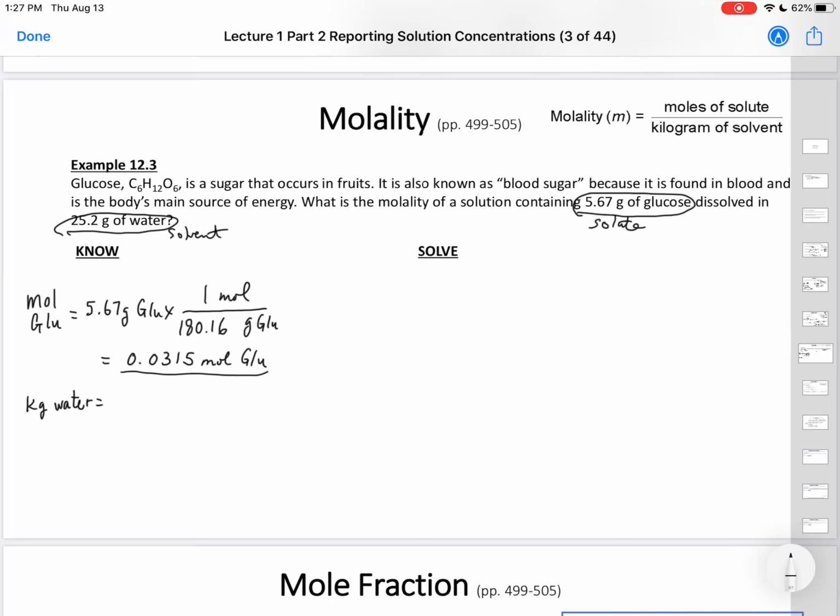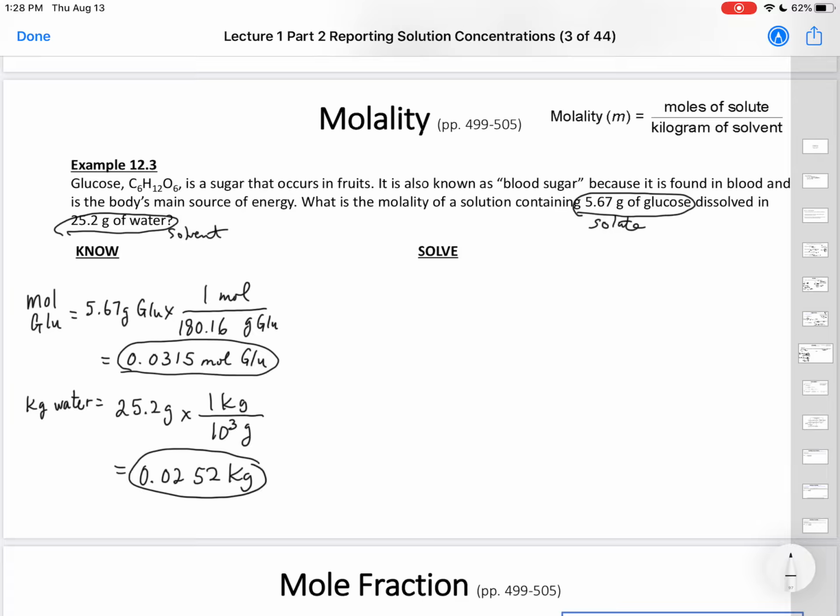We're going to need that when we calculate the solve. In terms of the kilograms of water, we do know that we have 25.2 grams, so let's go ahead and convert that to kilograms. 10 to the third grams, or 1,000 grams, is 1 kilogram. So this comes out to 0.0252 kilograms. Now that we have the moles and the kilograms, we can solve.